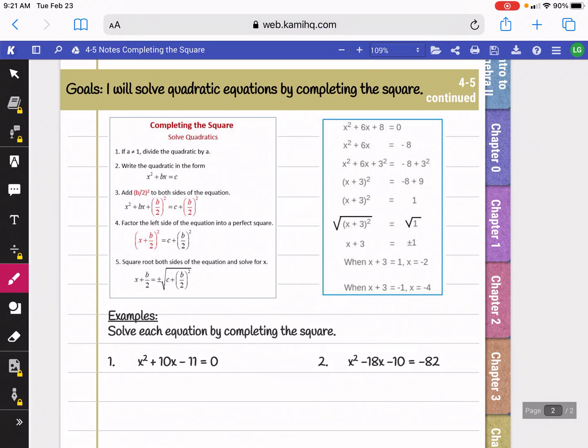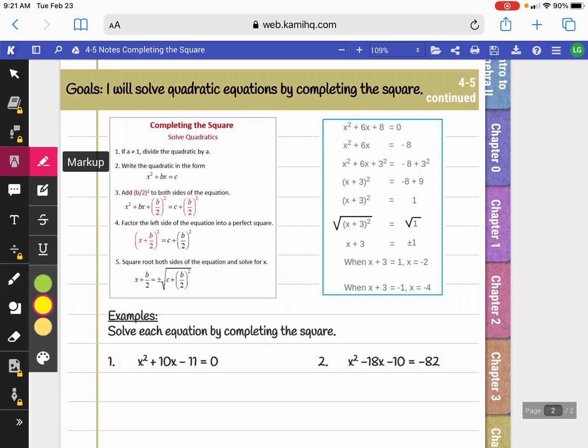In this next video, now that we practiced how to complete the square, we're going to solve using the completing the square method. Now, when you solve, we're going to focus on problems right now that just start with x squared. So there won't be an a in front of the x squared that's bigger than 1. When you start solving them, you're going to write them in this form, x squared plus bx equals c.